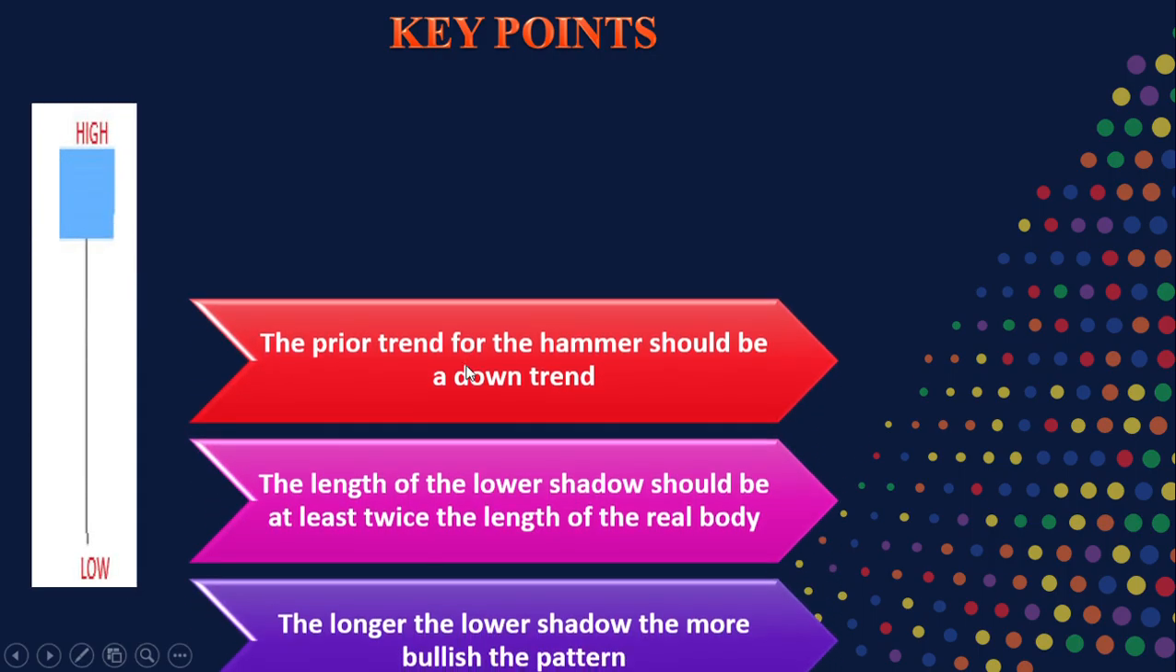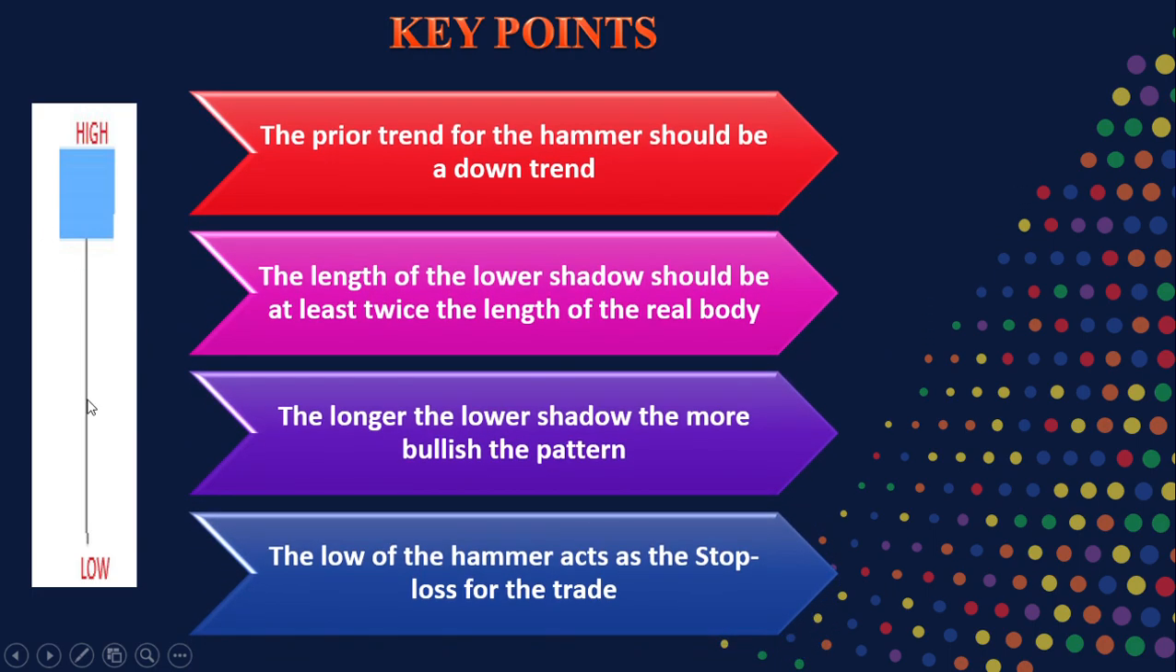So the key points are: the prior trend for the hammer should be a downtrend. The length of the lower shadow should be at least twice the length of the real body. The longer the lower shadow, the more bullish the pattern and the chances of the trade succeeding. The low of the hammer acts as the stop loss of the trade. Can you explain what is the logic behind the hammer pattern?